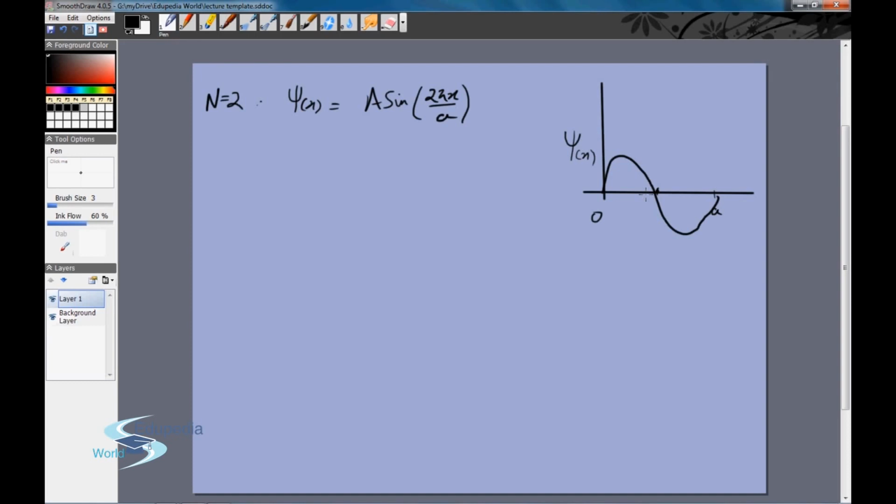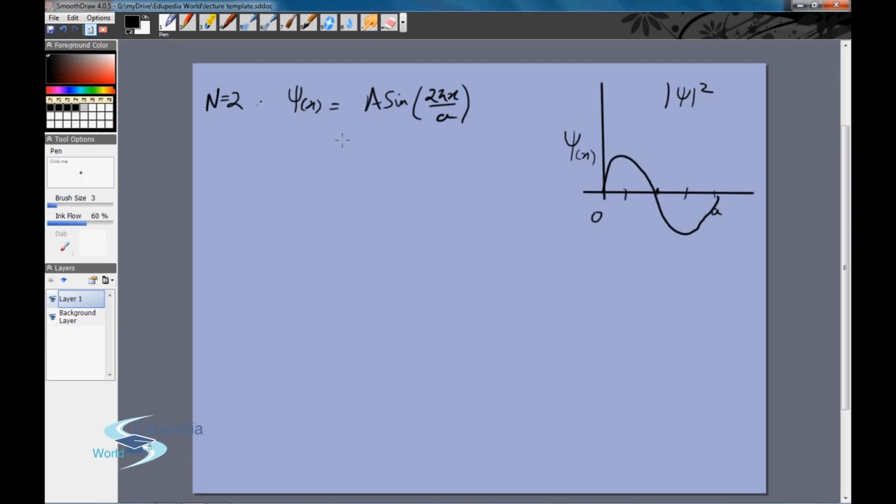When n was equal to 1, we had the maximum probability of finding the particle at x is equal to a by 2 or the midpoint. But when the particle is in the first excited state, when n is equal to 2, it has 0 probability of being found at the midpoint. It has the highest probability of being found at a by 4 and 3a by 4. Don't be worried about the fact that this is negative, because mod of psi squared is what really determines the probability density. So in this case, it would be 0 at 0, a by 2 and a, and it would be maximum at a by 4 and 3a by 4.